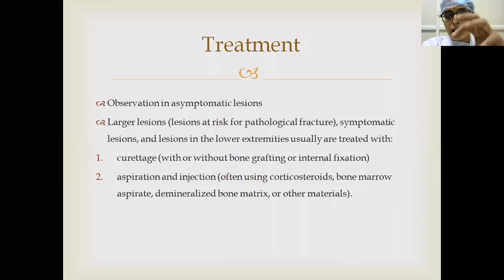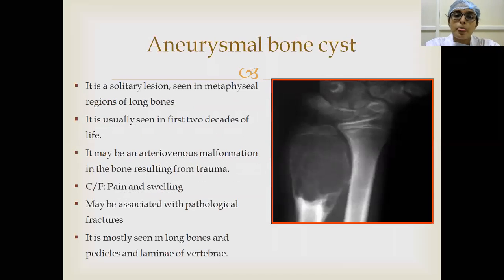Sometimes in some lesions you can aspirate the fluid inside the unicameral bone cyst and inject some corticosteroids like methylprednisolone, or bone marrow aspirate, or some demineralized bone matrix. Different materials are used and can be injected into the cavity. It heals, or sometimes it may heal by itself with gradual bone formation. So the treatment is either curettage with bone grafting and internal fixation, or aspiration and injection. These are the modalities of treatment in unicameral bone cyst.